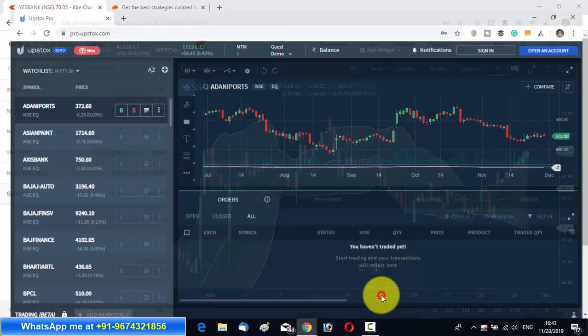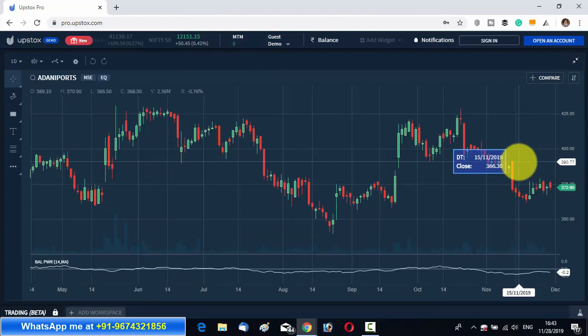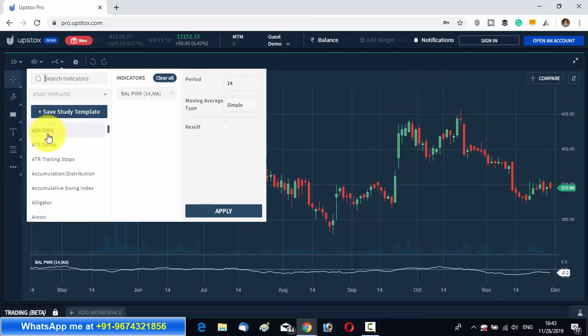So in a similar way, you can also get Bollinger Bands on other charts like Upstox Pro or any other platform that you are having. I'll show how you can get Bollinger Bands on Upstox Pro also. So let me first maximize the chart. So in Upstox Pro, here are the indicators. So you can get Bollinger Bands from here.